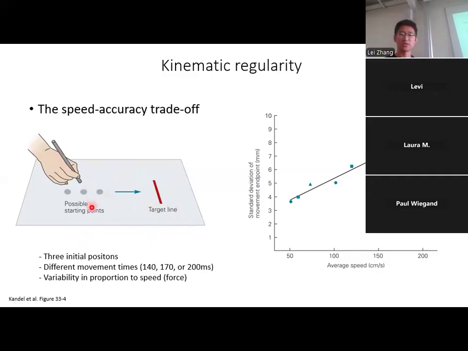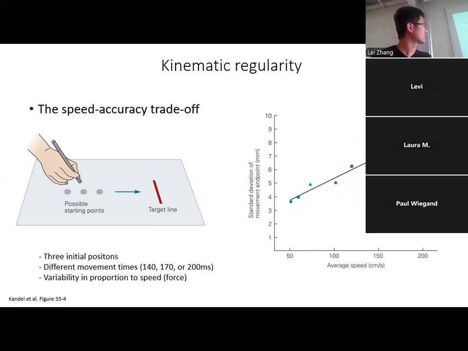Here they start from three different starting locations. And then at each start location, we can have different move times, like 140, 170, or 200 milliseconds. So the participants are instructed to finish the movement within this time duration. If they are too fast or too slow, the movement will not be considered. So in total, there will be 9 conditions, right? 3 initial positions and 3 movement times. So we have 9 conditions, which are represented by each of these 9 markers here.